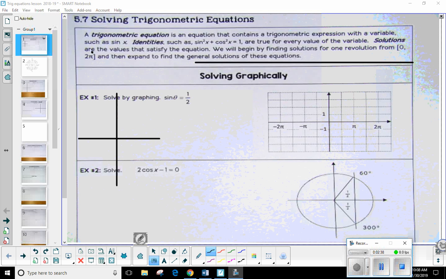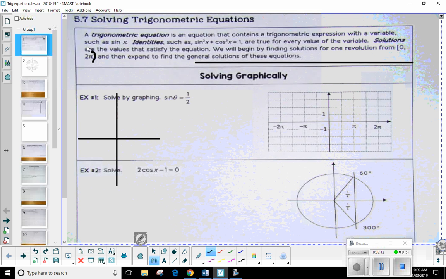We will begin by finding solutions for one revolution, from 0 to 2 pi. Actually, that 2 pi should not be included because it's coterminal with 0, so we don't need to include it. Then we'll expand to find the general solutions of these equations. For these first couple, I'm going to do like I did yesterday. We're going to talk about the general form, every solution that's possible, and then we're going to be very specific on the interval from 0 to 2 pi. After that, we'll start deciding how we want to write our answers.